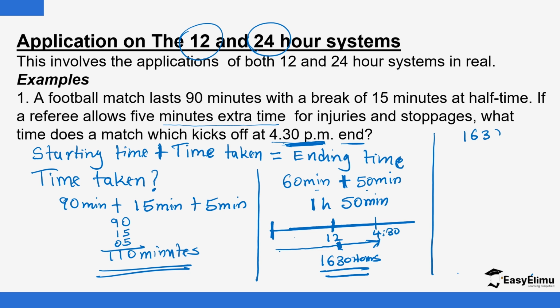So 16:30 hours, and we are adding the time taken, which is 1 what? So total time taken is 1 hour and 15 minutes. So you write it as 0, 1, 15 minutes. So the way we add time is slightly different from the way we add natural numbers.